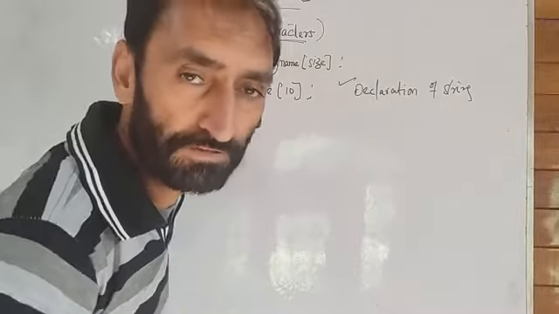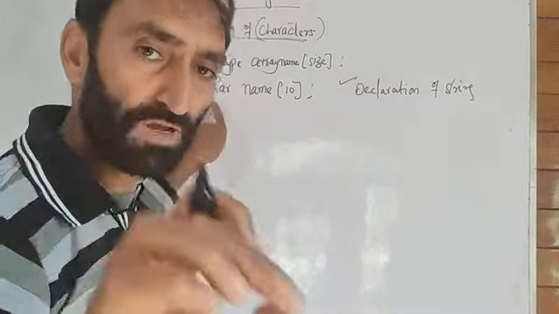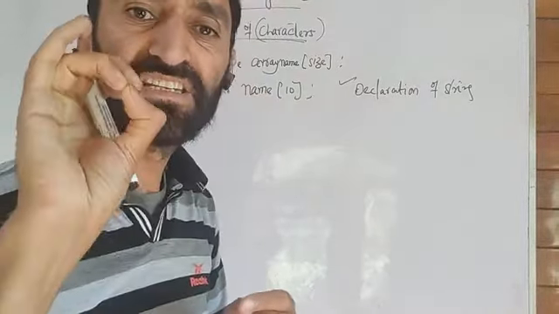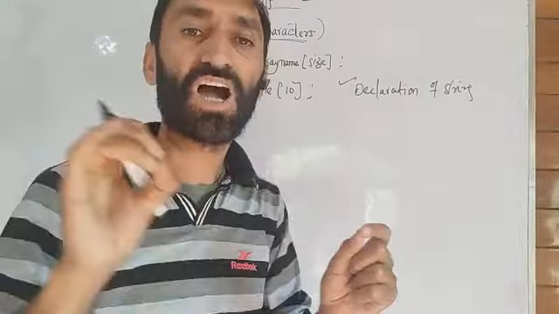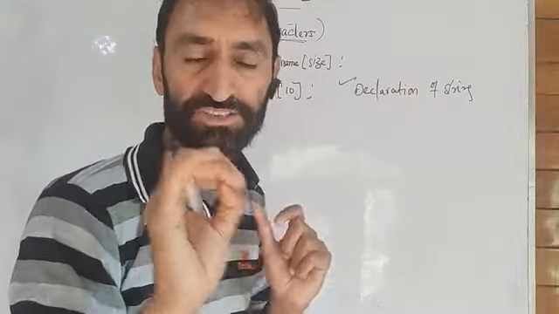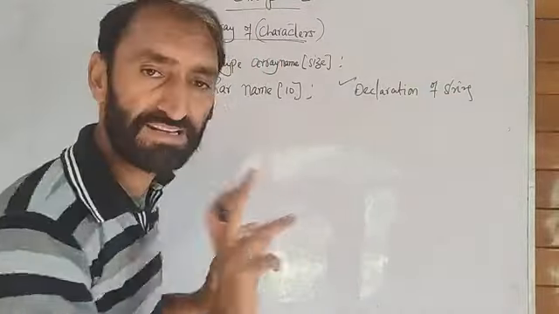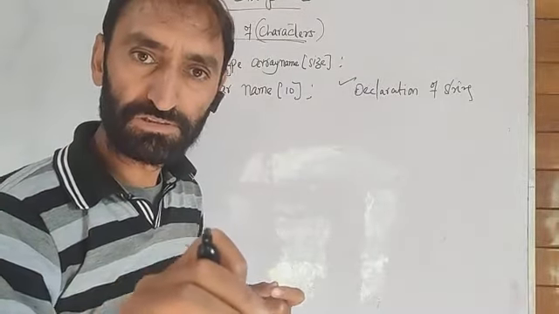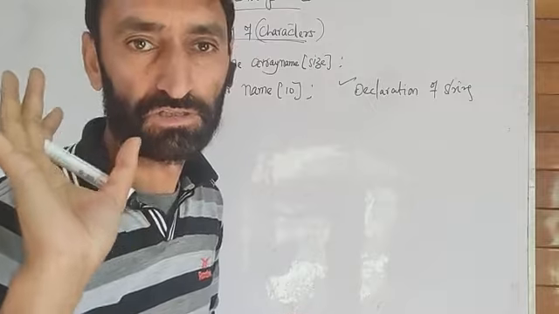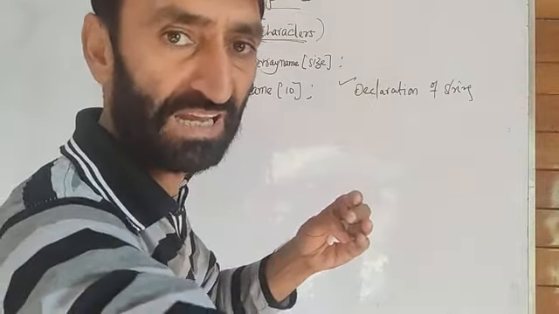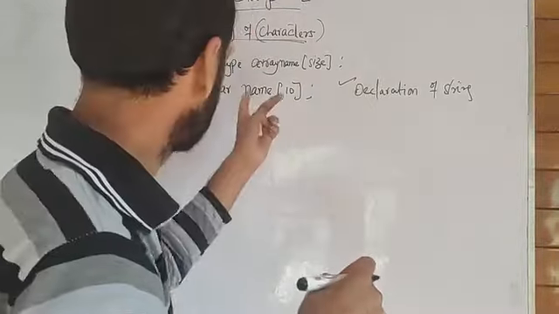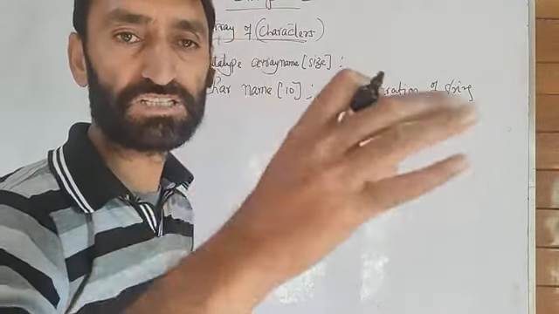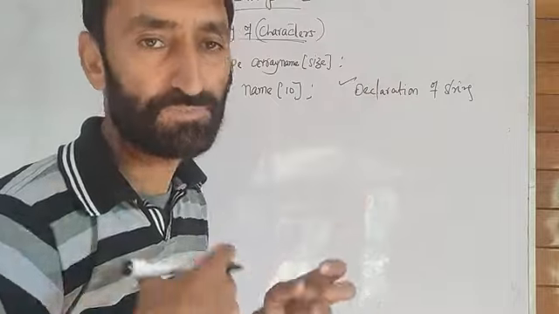First of all, we have to provide a data type, but we have to keep in mind that in a string the data type is always char. We cannot write any other data type other than char. This is the main difference between the array and the string. In an array we can use any data type, character, int, float, as per our requirement.